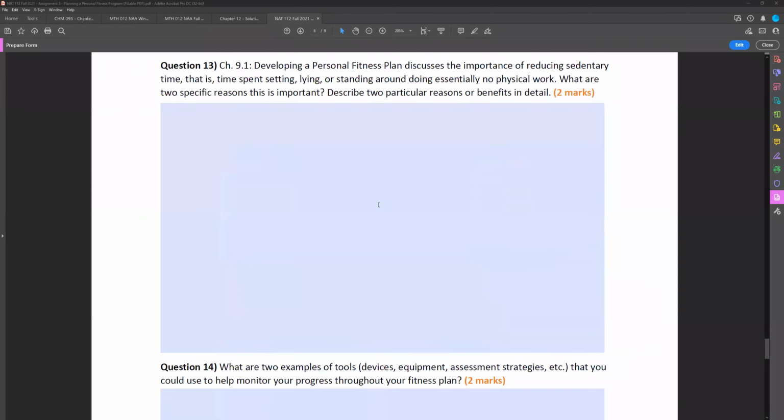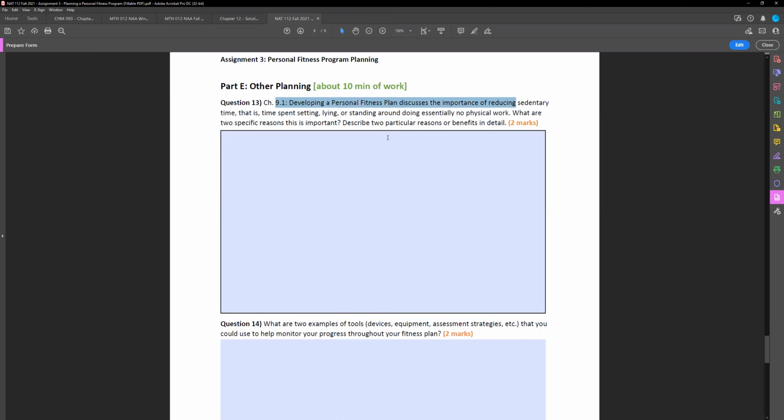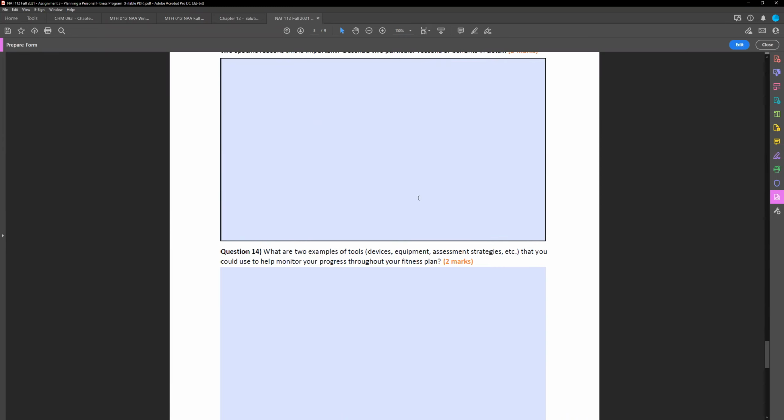The last 3 questions. What are some reasons that reducing sedentary time is useful? It's almost a tongue twister. Well, chapter 9 literally has a section talking about that. So give me 2 specific reasons why it's good to reduce sedentary time. Once again, a quick little answer.